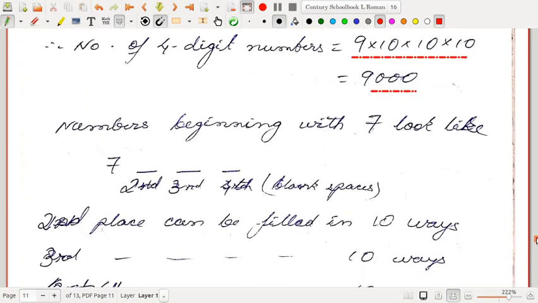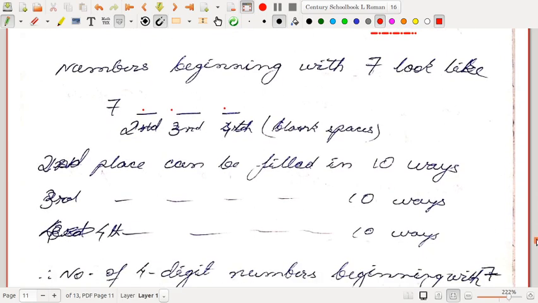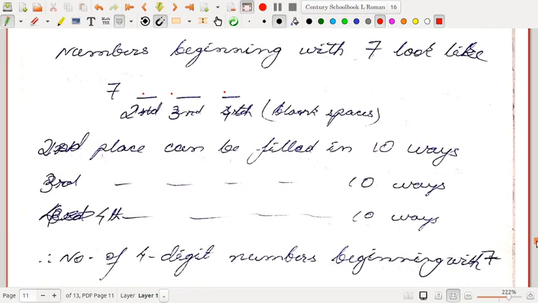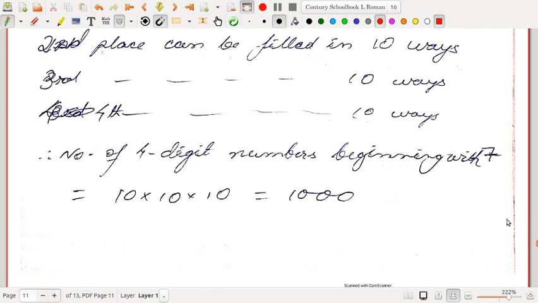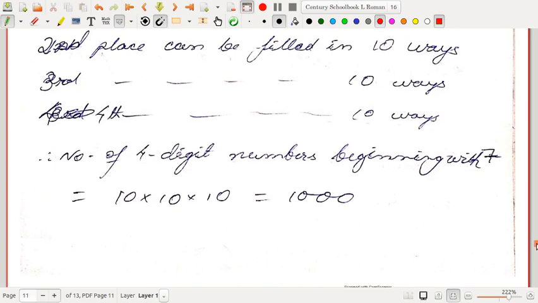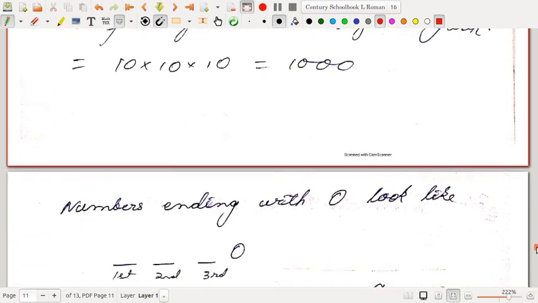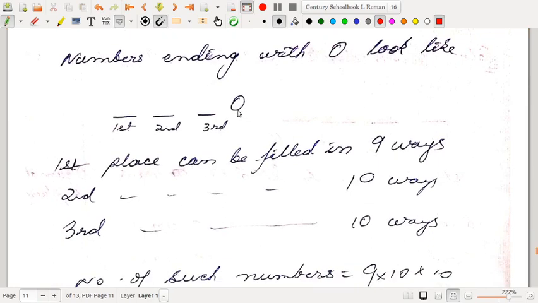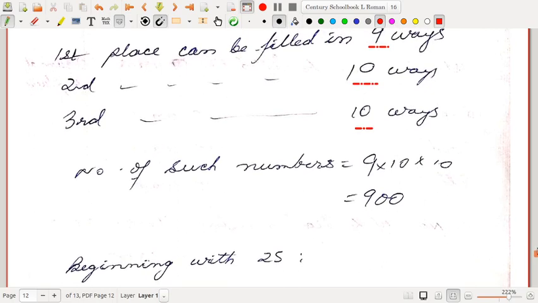Numbers beginning with 7 will look like this: 7, and then second place, third place, fourth place. Second place can be filled in 10 ways, third place in 10 ways, fourth place in 10 ways. So the number of 4-digit numbers beginning with 7 will be 10 into 10 into 10, that is 1000. Then numbers ending with 0 will look like this: first place, second place, third place, and then 0. First place can be filled in 9 ways because 0 cannot be placed. Second place can be filled in 10 ways, third place in 10 ways. So the number of 4-digit numbers will be 9 into 10 into 10.